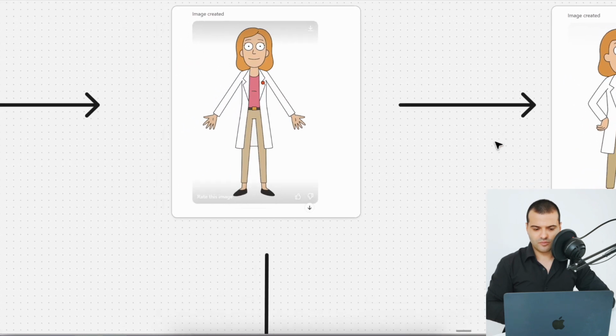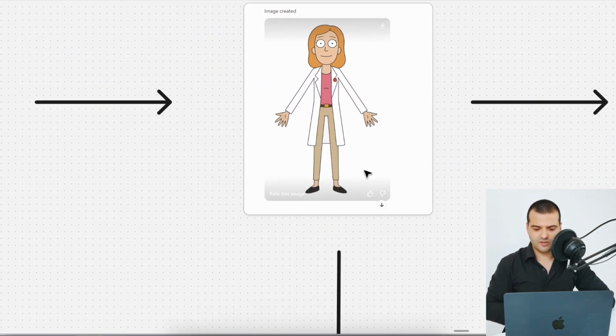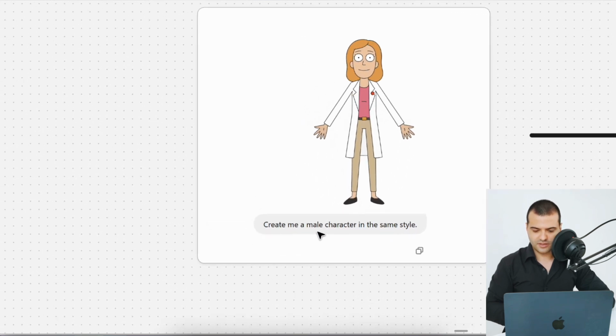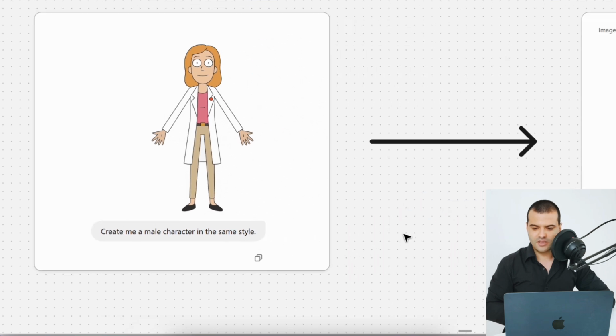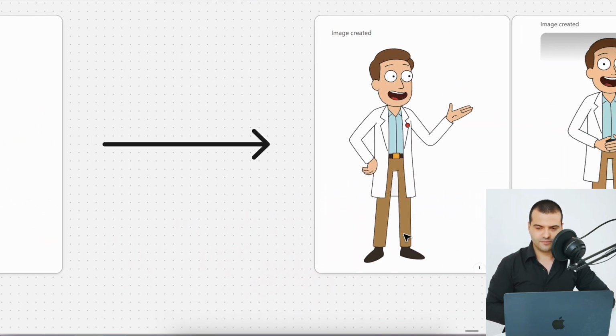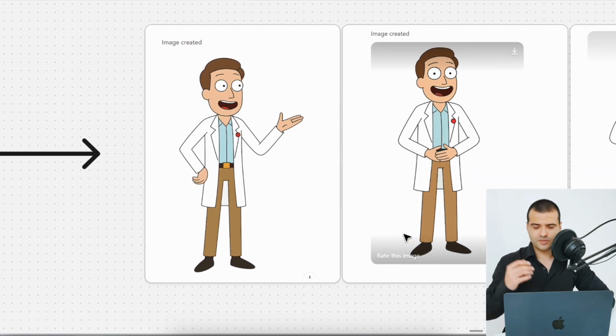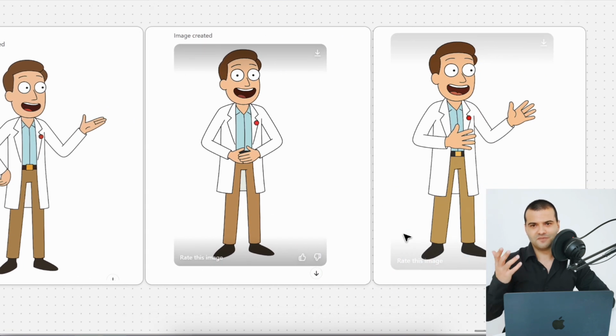And from this prompt I took this image here and right after that I told it, create me a male character in the same style, and this is the result. Again, I told it to give me a talking character like he is explaining something, and to give me another pose, and a third pose, and this is the result.